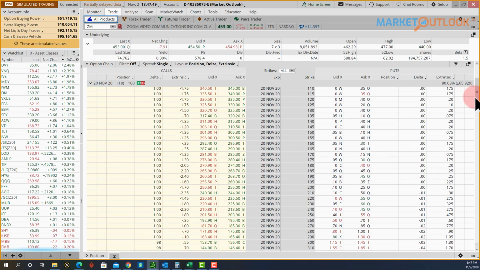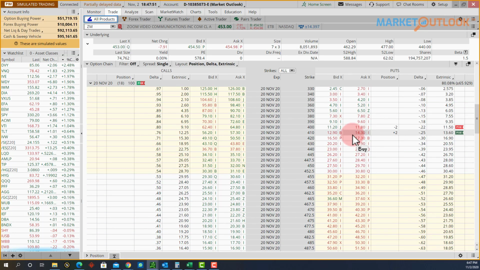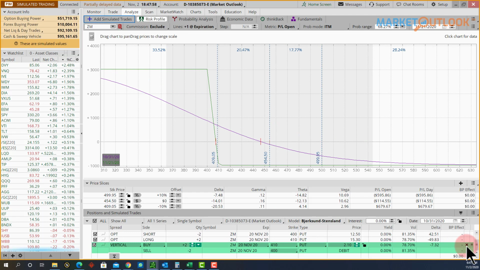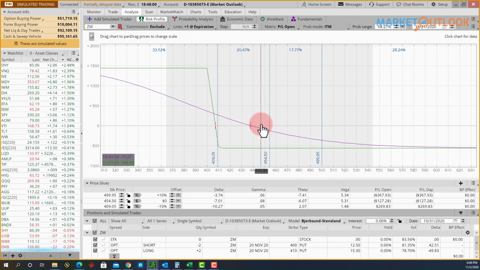So what we did was we decided, okay, well, let's take a look at buying a put option on that. We'll buy the 410 put going into November expiration, and we'll sell the 400 put to offset the cost. This is what it looks like.